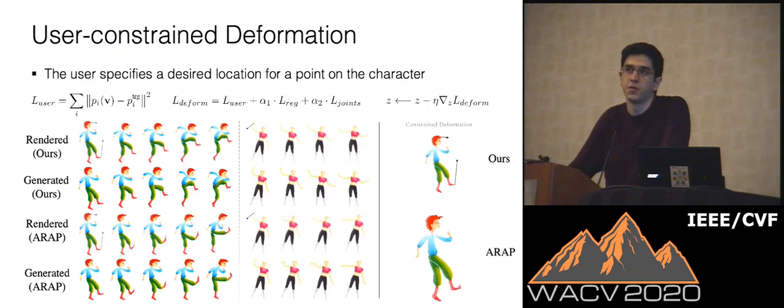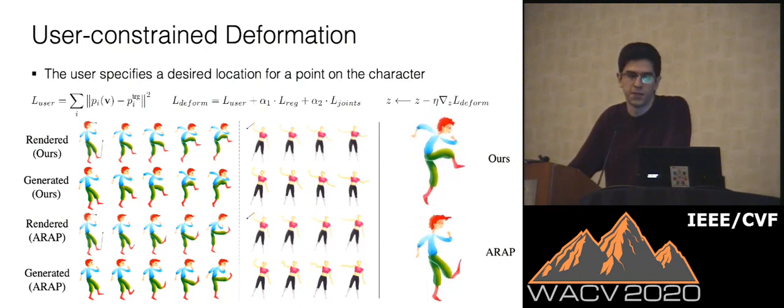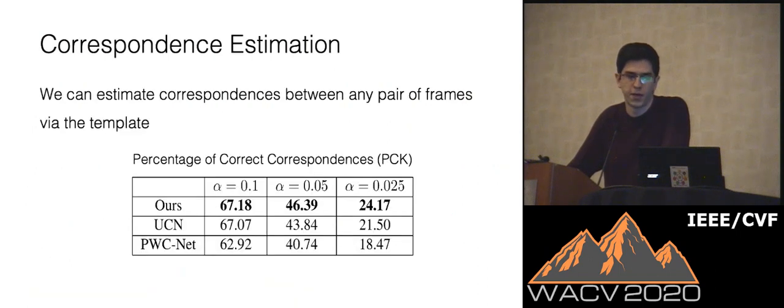The user can also specify desired location for a point on the character, and we use that in the loss function and do gradient descent in the latent space to minimize the loss function. We compare our approach to ARAP, a traditional deformation approach, and show that our method outperforms ARAP.